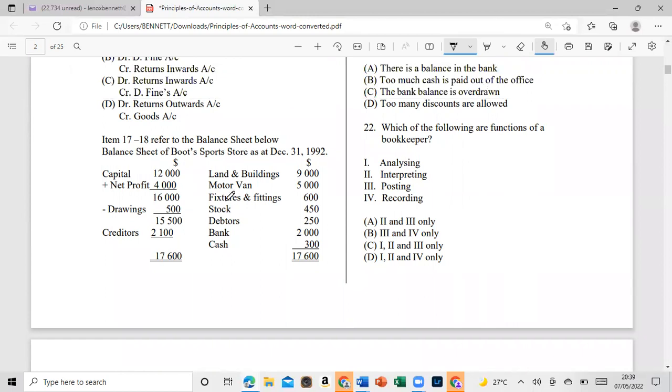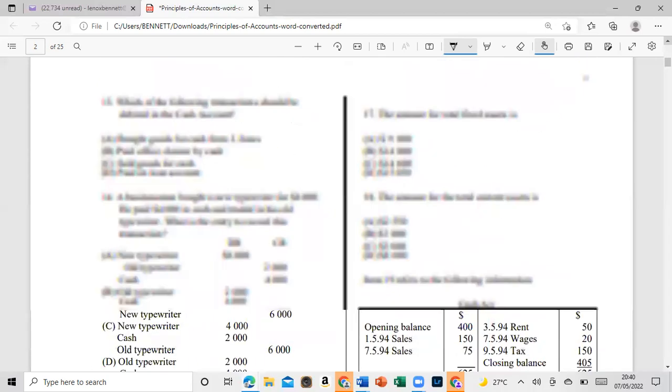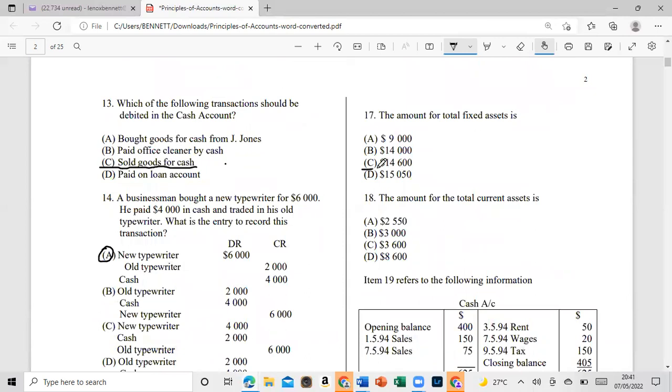All right, let's go back. We include the motor van and the fixtures and fittings, which fall under fixed assets. The stock and the like fall under current assets. So let me add that: 9,000 plus 5,000 plus 600 gives 14,600. So the fixed assets are the land, the motor vehicle, and the fixtures and fittings, totaling 14,600. Of course it's there, and that would be C.